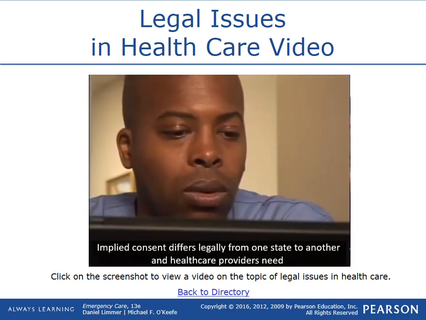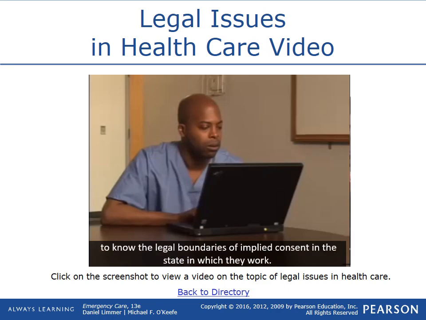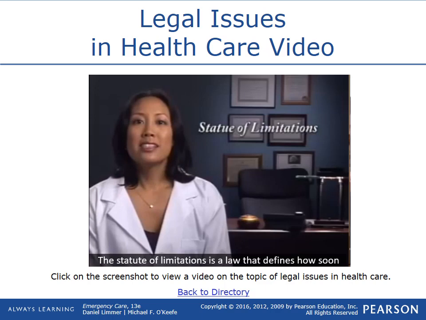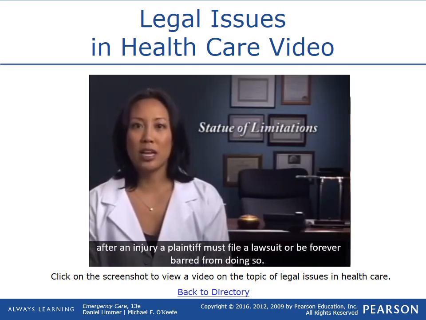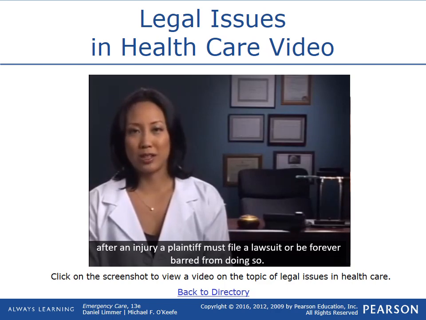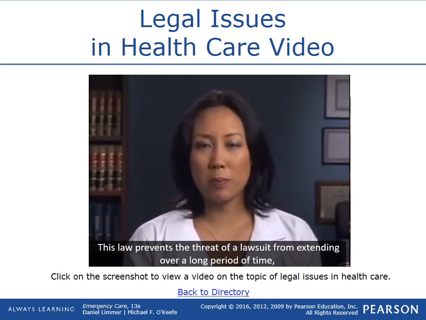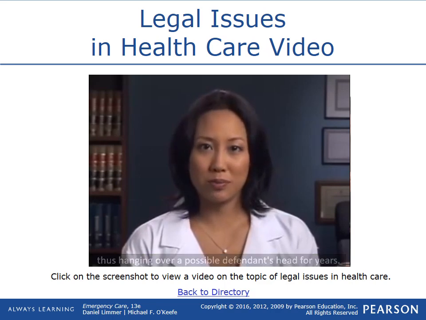Implied consent differs legally from one state to another, and healthcare providers need to know the legal boundaries of implied consent in the state in which they work. The statute of limitations is a law that defines how soon after an injury a plaintiff must file a lawsuit or be forever barred from doing so. This law prevents the threat of a lawsuit from extending over a long period of time, thus hanging over a possible defendant's head for years.